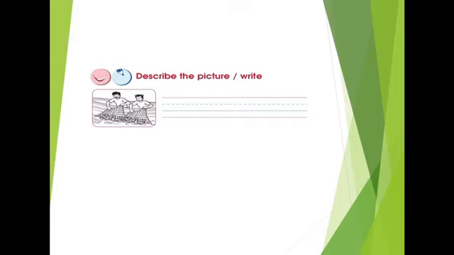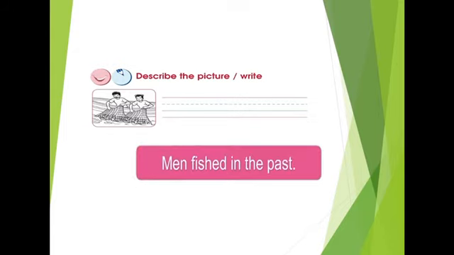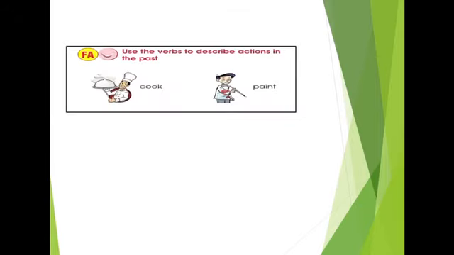It's easy. Yes. I can hear you, my friend Faiz. What is this? Yeah, this is they fished in the past. Excellent. They were fishermen, okay? Men fished in the past. Now, use the verbs to describe actions in the past.